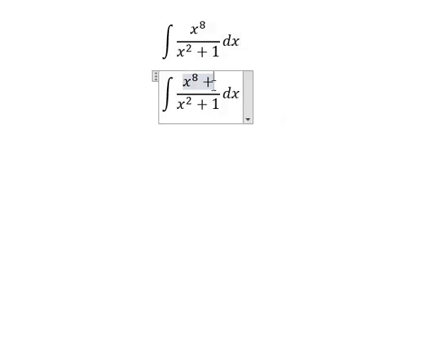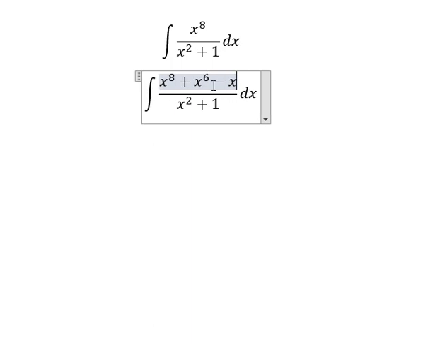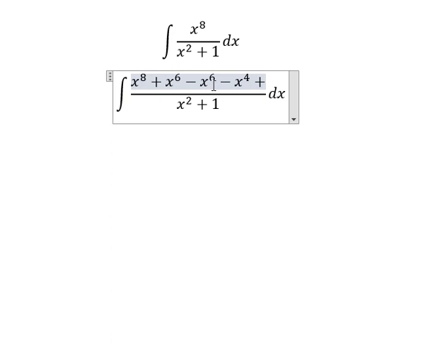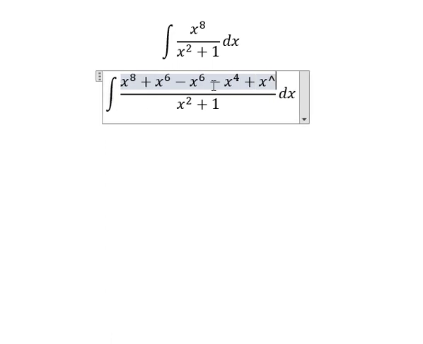We need to add x to the power of 6. Later that we need to subtract x to the power of 6. Next, we need to put negative x to the power of 4. Later that we need to add back positive x to the power of 4.